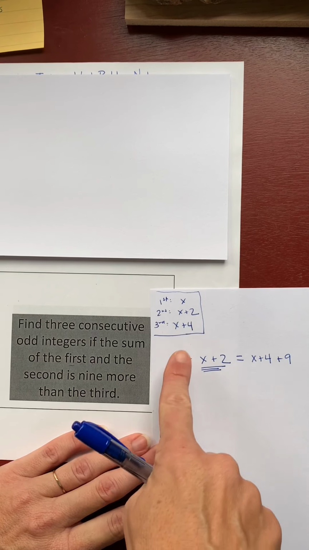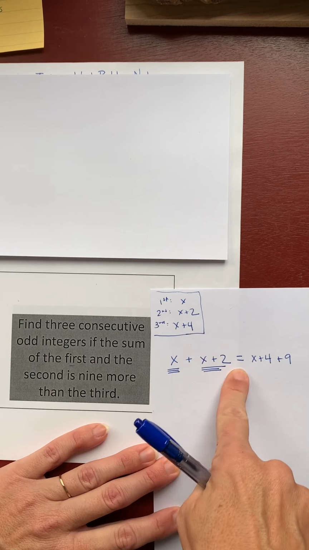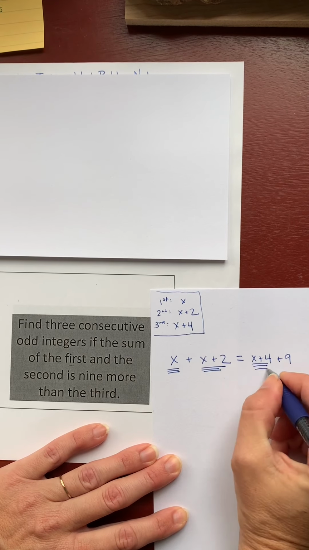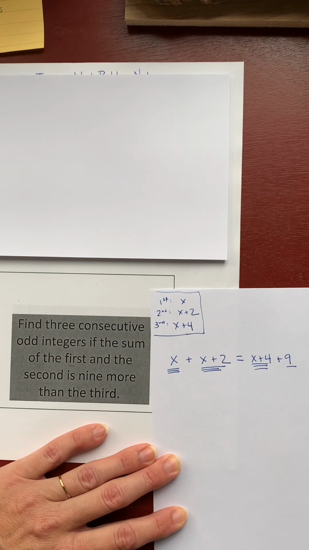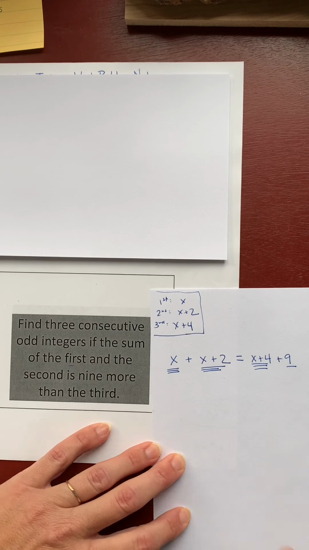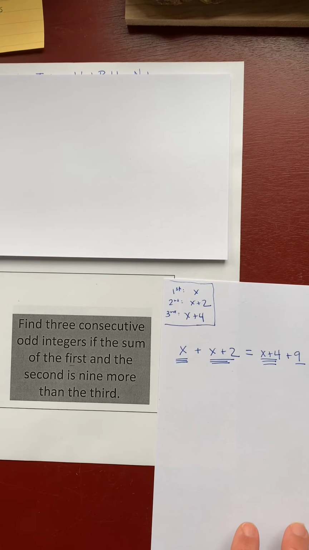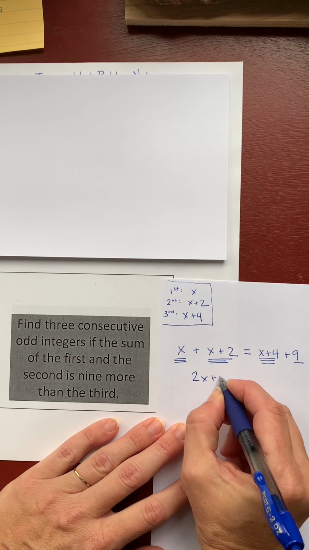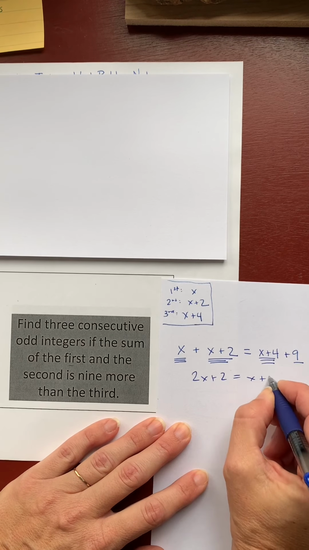Okay, the sum of the first and the second equals 9 more than the third. Here's the third, here's 9 more than it. Once you get the equation set up, then they just go. So let's put this together. So we're going to have 2x plus 2 equals x plus 13.